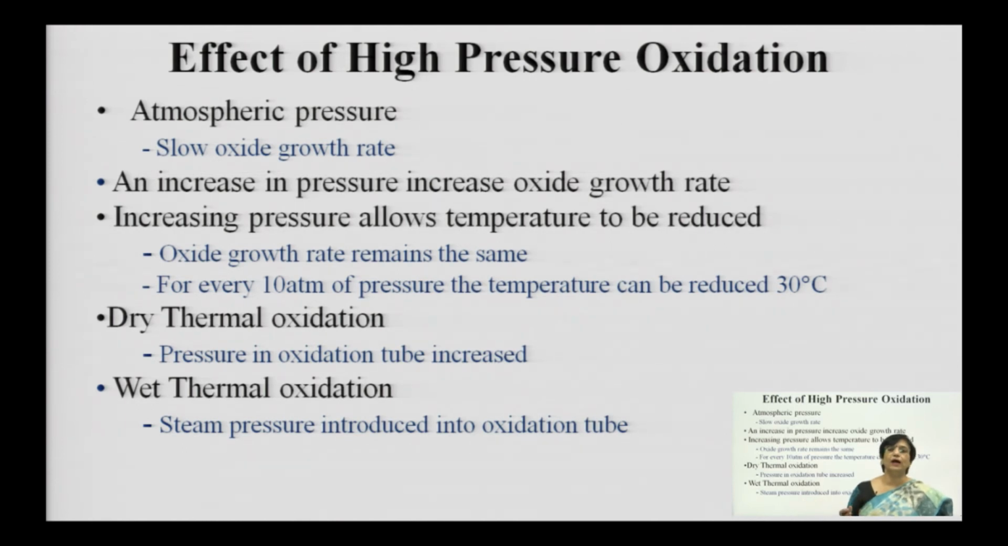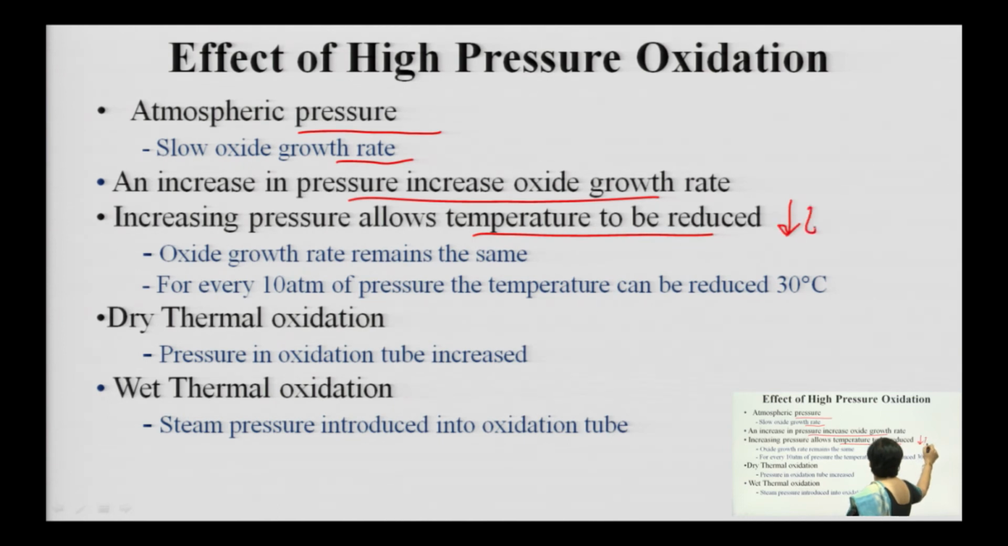So, in order to make a low temperature oxidation process possible, many times it is explored that the pressure be increased. Under atmospheric pressure you have a very slow oxidation rate, but if you increase the pressure, the oxide rate will increase, and you can have the advantage of lowering the temperature.